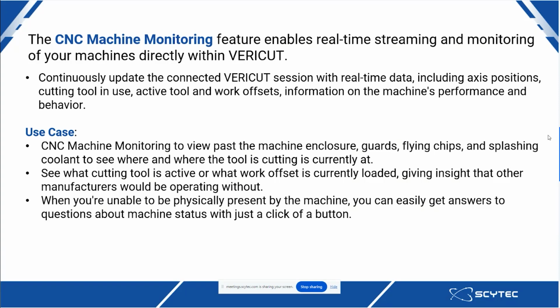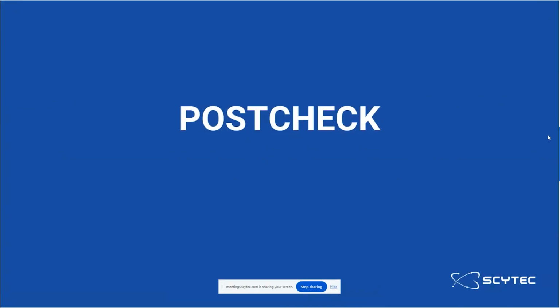So some use cases for CNC machine monitoring: this allows manufacturers to view past the machine enclosures, the guards, the flying chips and splashing coolant that you can see during production, to be able to view where that tool is currently at in the production process, as well as seeing what cutting tool is active or what work offset is currently loaded, giving insight that other manufacturers would be operating without. And if you're unable to be physically present by the machine, you can easily get answers to questions about your machine's current status with just the click of a button.